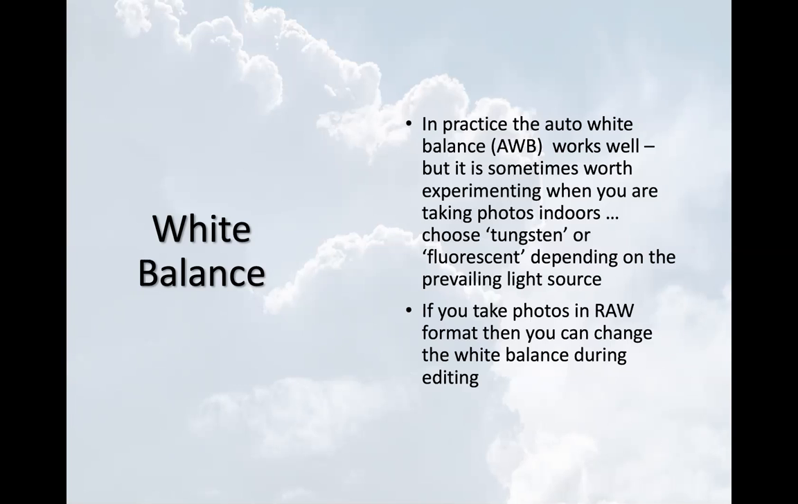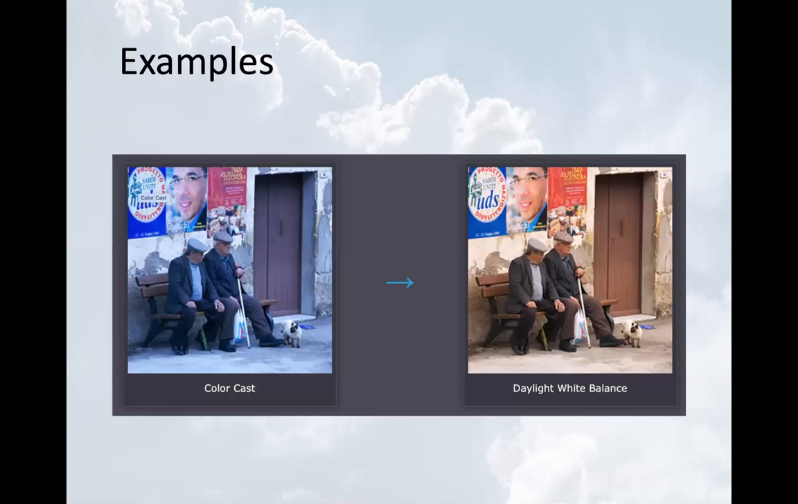If you take photographs in RAW format, I'm not going to talk about RAW in this series, but just a point, take photographs in RAW, then you can change the white balance during editing, which can be very useful. So here's the next picture, taken outside, taken with the colour balance set for indoor lighting on the left. And it's rubbish, isn't it?